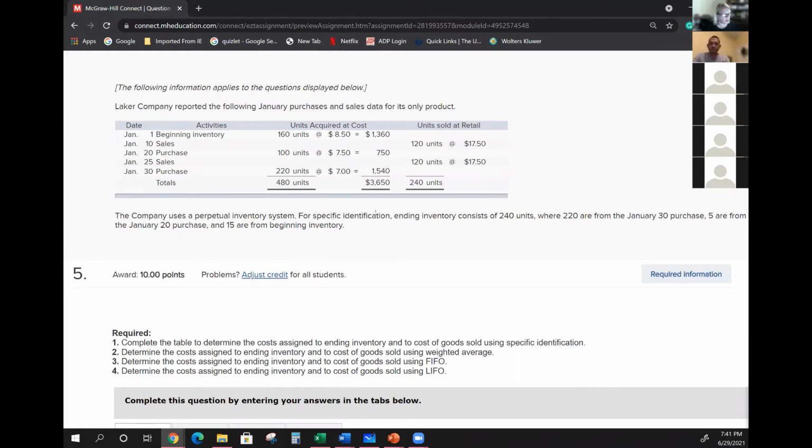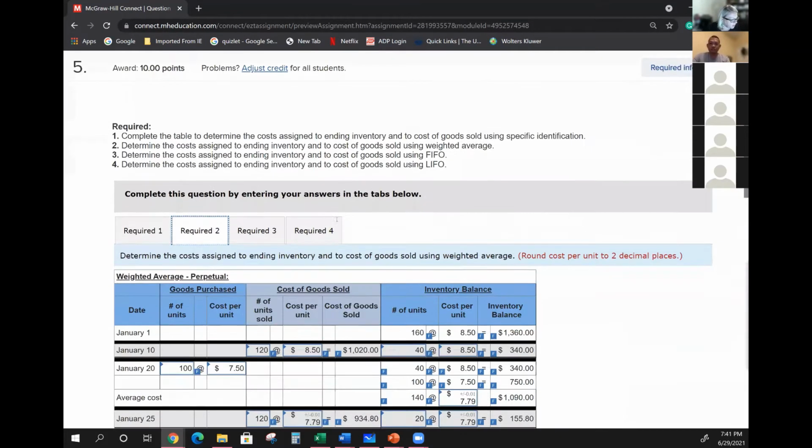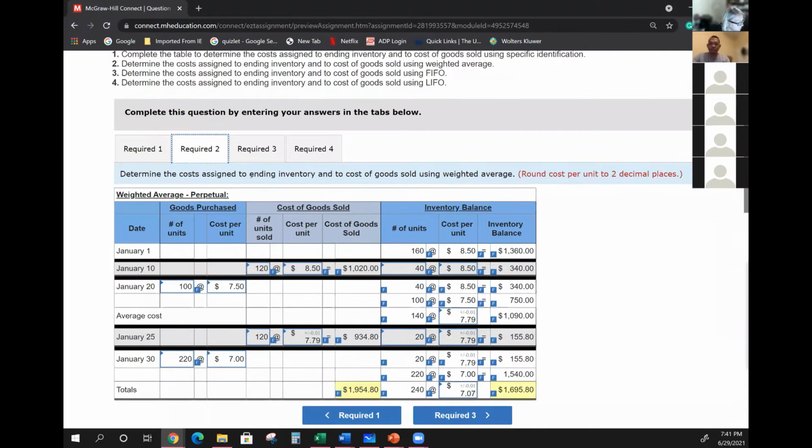So with this one, it's kind of the same thing. You know which ones you have left, so you know which ones you sold. So that's kind of the same. For, I think this is average. Let me see. Determine the cost assigned to ending inventory using weighted average. Okay. So the weighted average on this one is going to be a little different than the other problem.